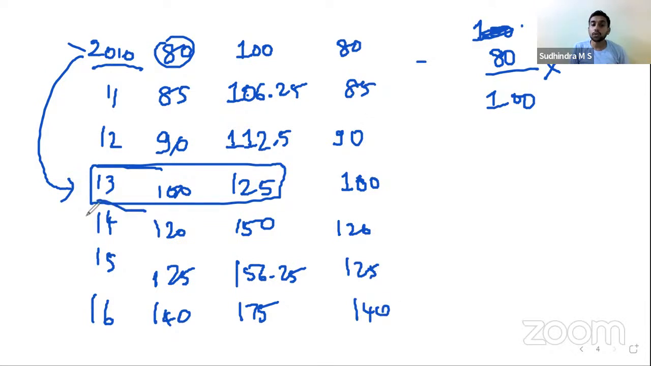So if I were to change it to 2014, the 2014 index number would be 100. In that case, what would be the index number of 2010?